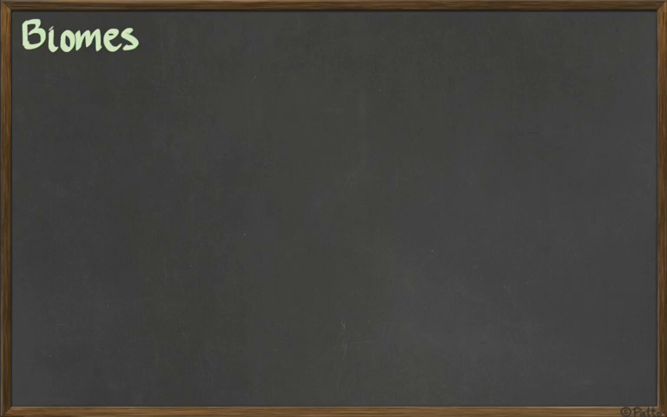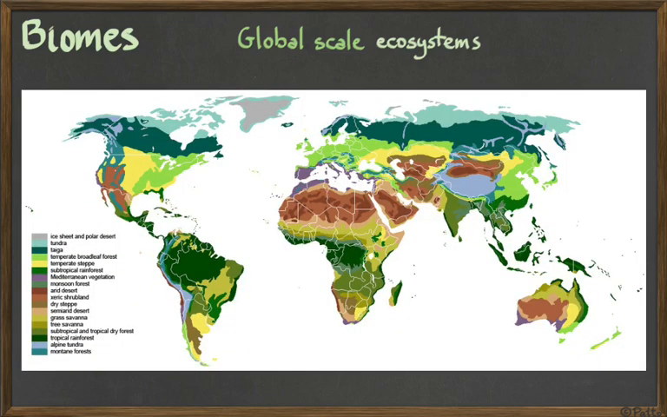Okay, then we have another concept called biome. Biome, we have a class just for that. Next one is going to be about biome. But just to give you an idea, a biome is a global scale ecosystem. It's an ecosystem that we look to the entire planet. So we have some biomes here that are quite famous.